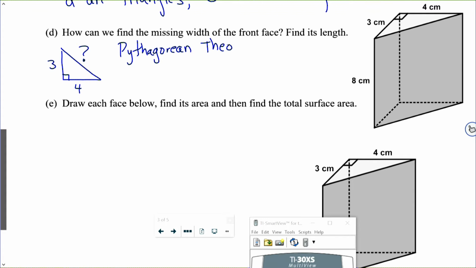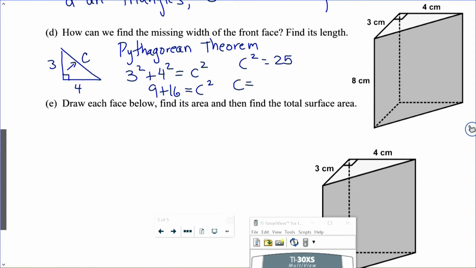All right, and specifically in this case, we're looking for the hypotenuse. That's what we're missing. We're missing the hypotenuse, so I'll call that C. So I'm going to just do a little 3 squared plus 4 squared is equal to C squared. 9 plus 16 is equal to C squared. C squared is equal to 25. C is equal to the square root of 25, which is equal to 5 centimeters. Let's draw that actually on our picture, 5 centimeters.